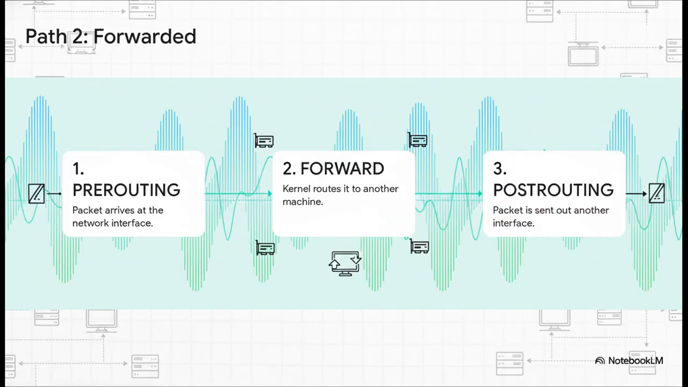But now, what if this computer is acting as a router? Okay, the packet arrives and it still hits pre-routing first. That never changes. But this time, the kernel sees the destination is some other computer. So instead of going to input, it gets sent down the forward chain. After it passes all the rules there, it makes one last stop at post-routing right before it's sent out. See? 3 steps, a totally different path.